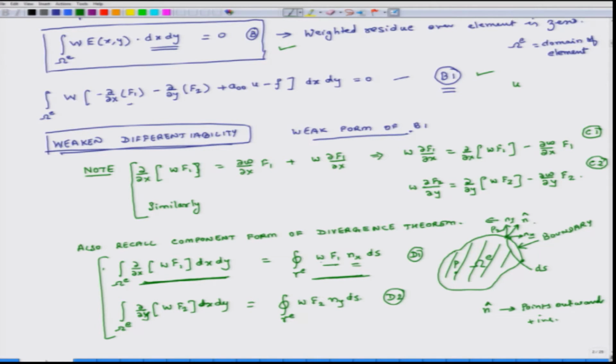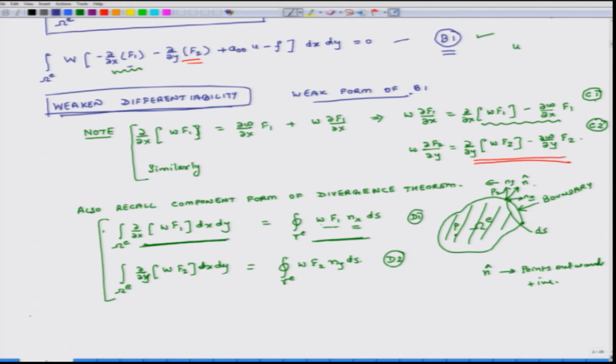Okay. So, what we will do is first put C1 and C2 in equation B1, and because of this, this term will get replaced by this term, and also this term will get replaced by this term. This is the first step. So, we put C1 and C2 in B1. So, what do we get?